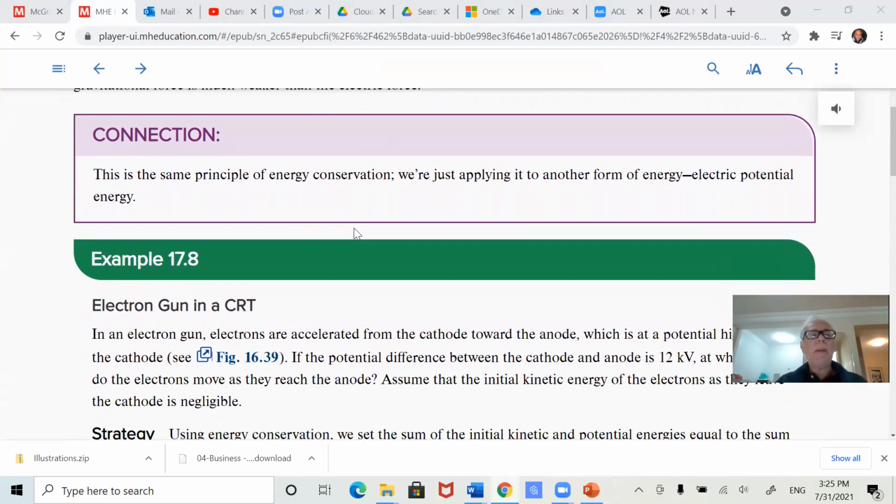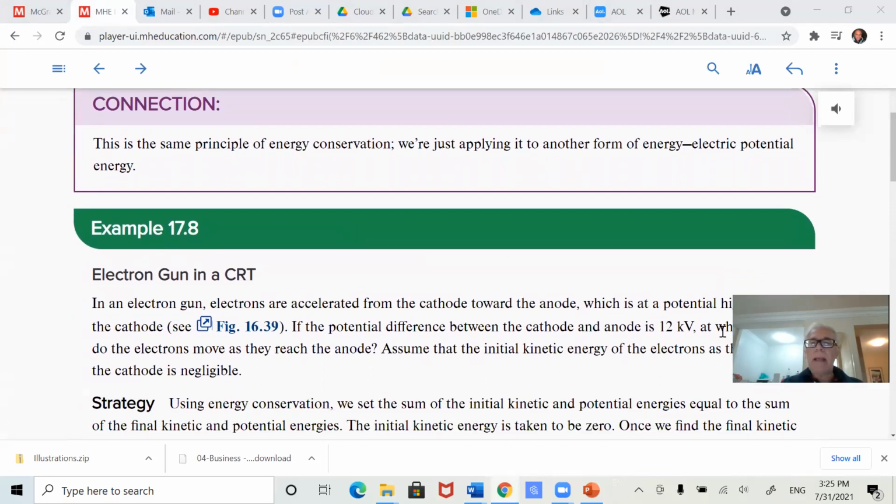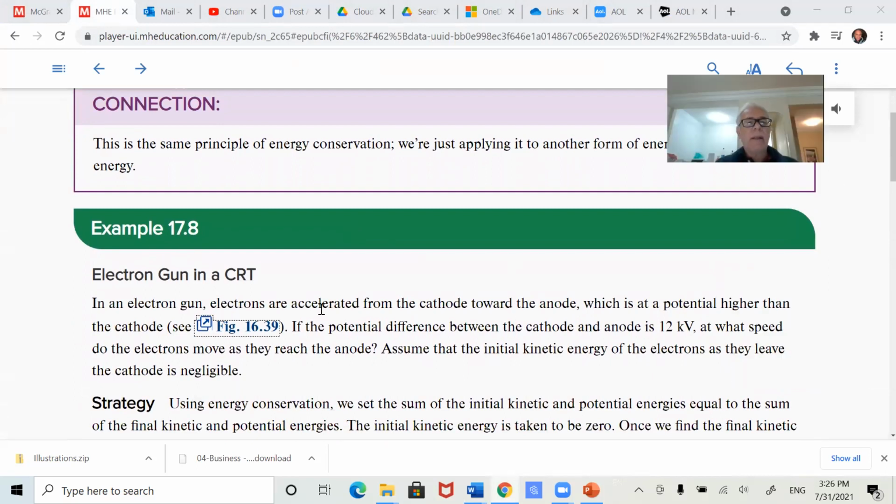What we did is applicable to the electron gun in a CRT. Let's take a quick look at this. In an electron gun, electrons are accelerated from the cathode towards the anode. The cathode is the negative part of the electron gun, and the anode is the positive, which is at a higher potential than the cathode. That's why it's a higher electric potential.